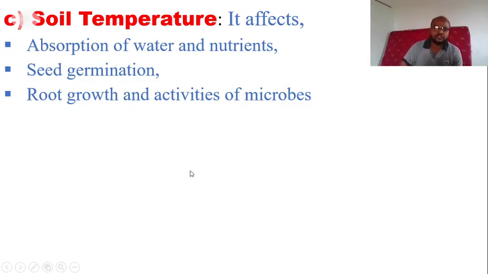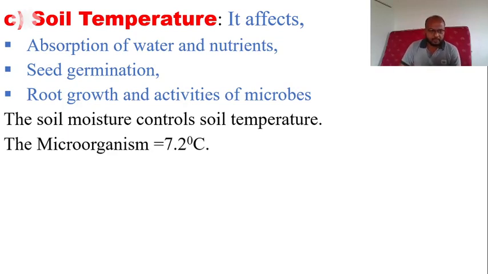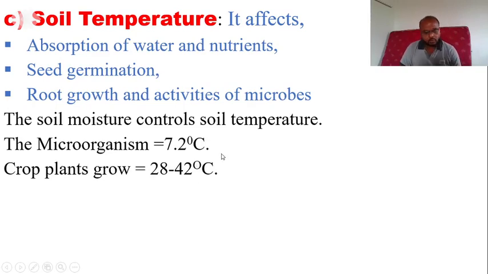It also affects seed germination, root growth, and the activities of microorganisms. The soil moisture mainly controls the soil temperature. There is a certain optimum range of soil temperature that favors the growth of microorganisms, about 7.2 degrees Celsius. Crop plants can grow when the soil temperature ranges between 28 to 42 degrees Celsius.